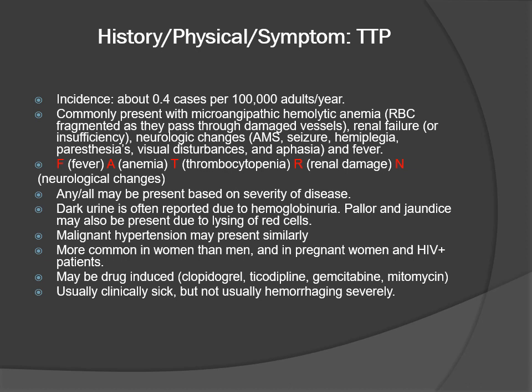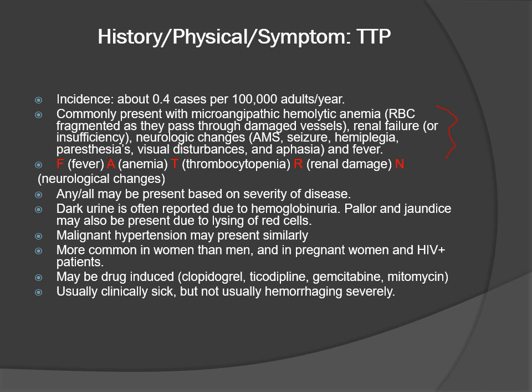So this is kind of a lot, and I understand that. So I hope this doesn't offend anyone. I'm just putting this out there because it's classic teaching, but there's a good acronym that helps you remember TTP, and that acronym is FATRN, F-A-T-R-N. So fever, anemia, thrombocytopenia, renal damage, and neurologic changes. When you see that constellation of symptoms, you have to always consider TTP, okay?